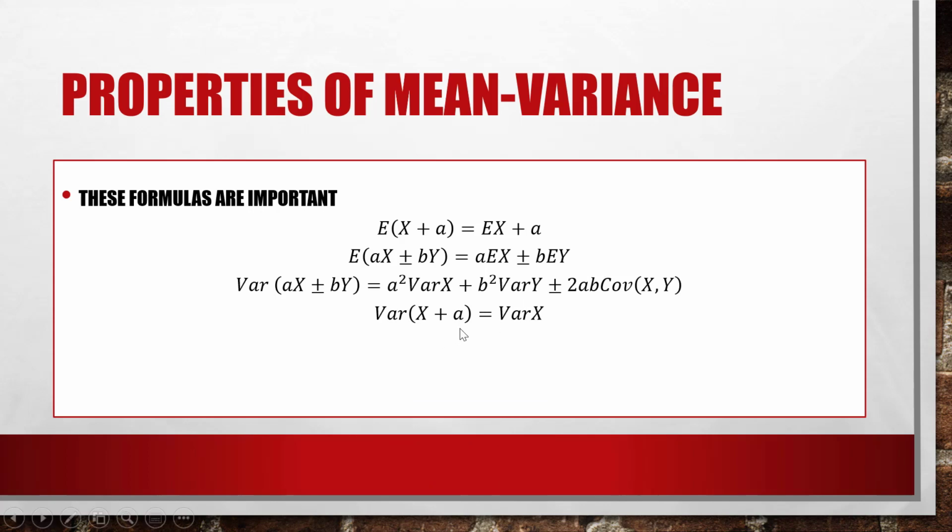Variance of x plus a is equal to variance of x. So when you consider variability, a constant a that is added to the random variable would not contribute to the variance. And the correlation coefficient between x and y is equal to covariance of x and y over the square root of variance of x times variance of y.